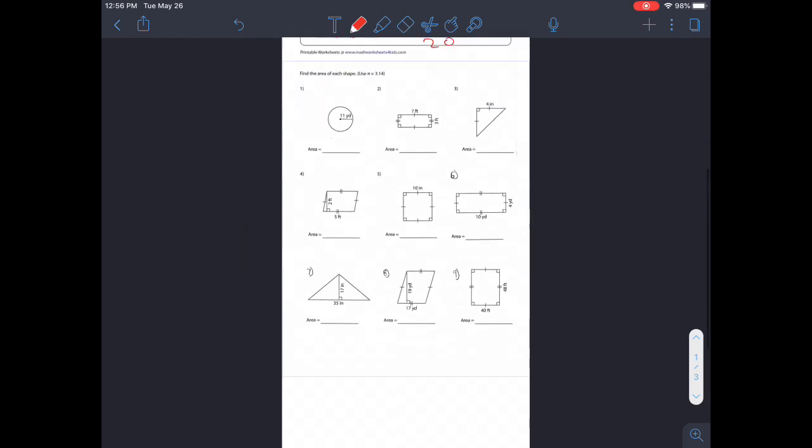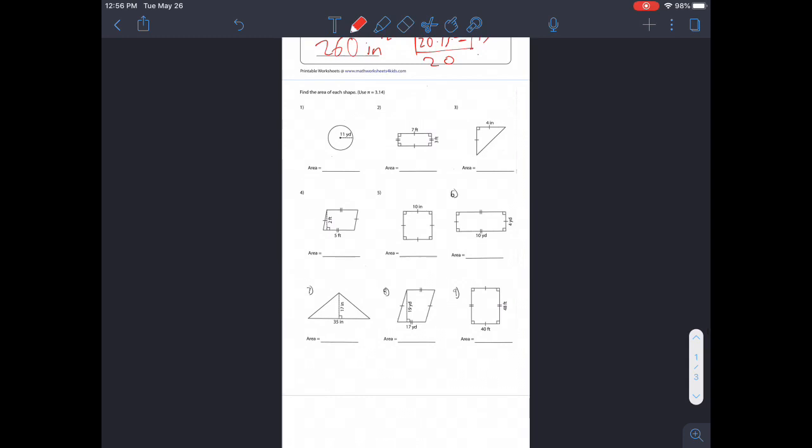Okay, so you have the second page to work on. Make sure you show your work. There are 9 problems to do. There's only one circle, so there's only one more time you're going to use pi. If you have questions, please reach out.